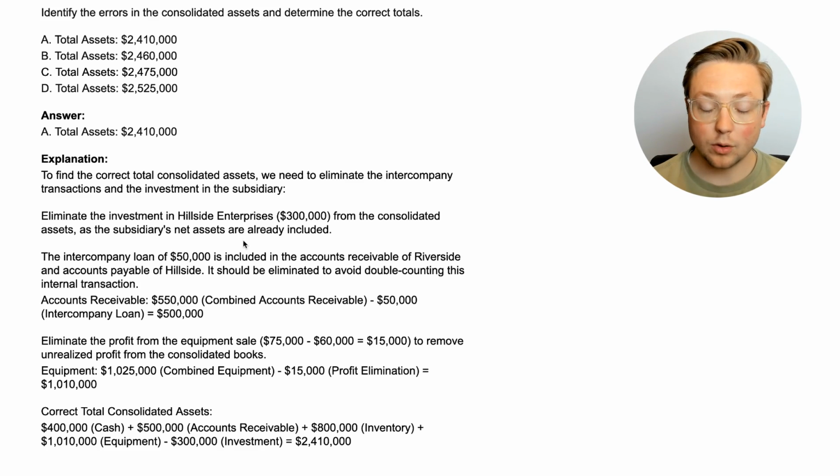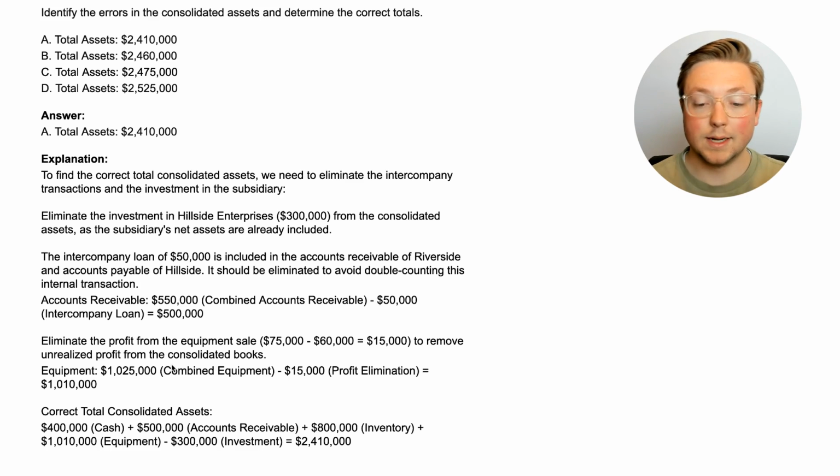And the intercompany loan of $50,000, that's included in the accounts receivable and the accounts payable, but it should be eliminated to avoid that double counting. So the accounts receivable should be $500,000 in the end. And then there's the profit from the equipment sale. That was $15,000. We have to remove that from the books because they have to keep it as if it hadn't been sold intercompany.